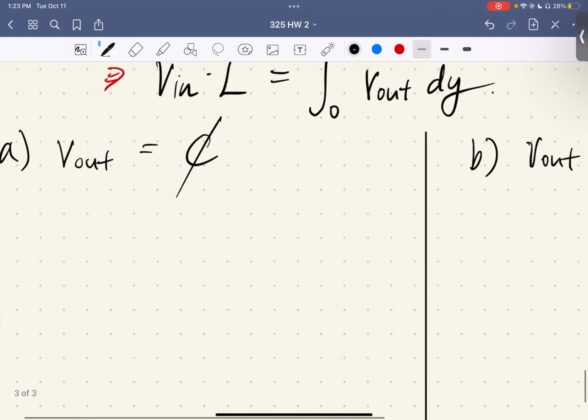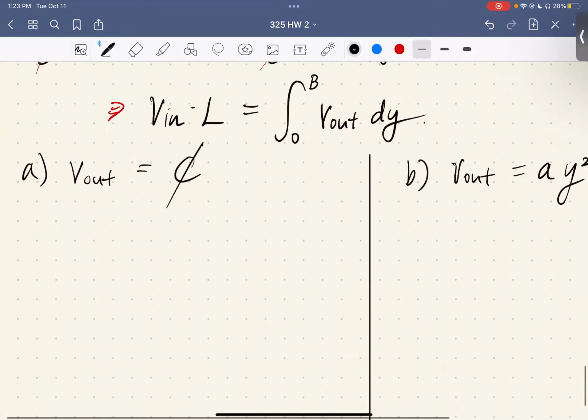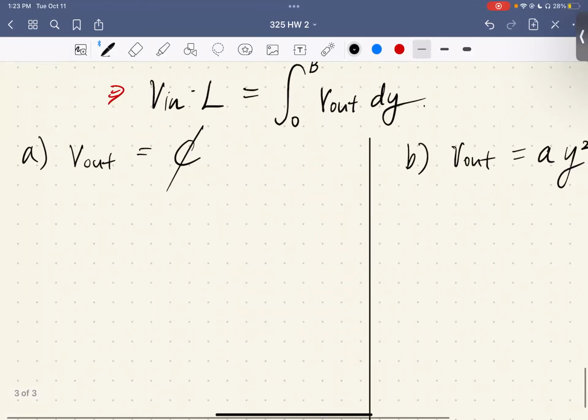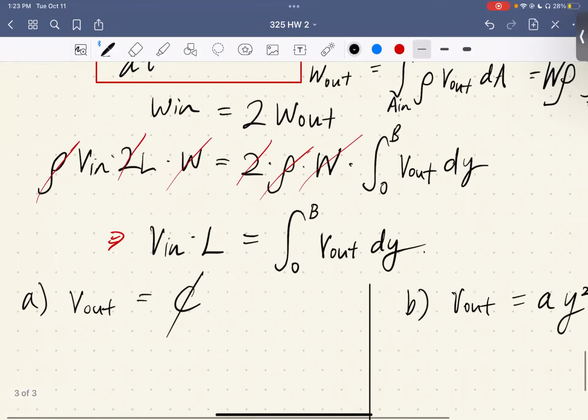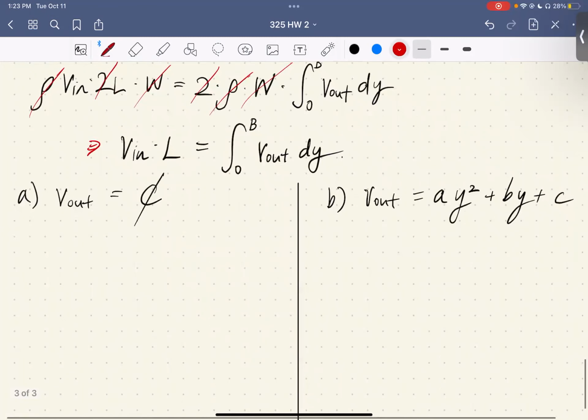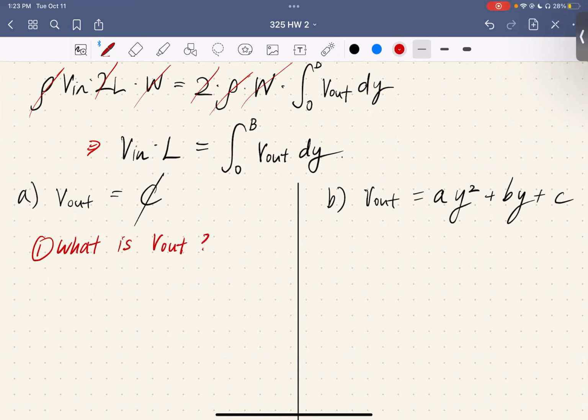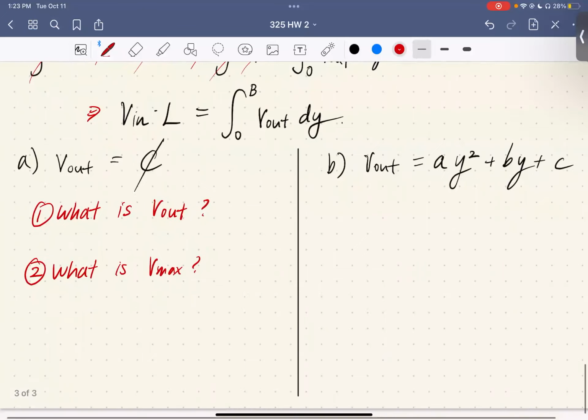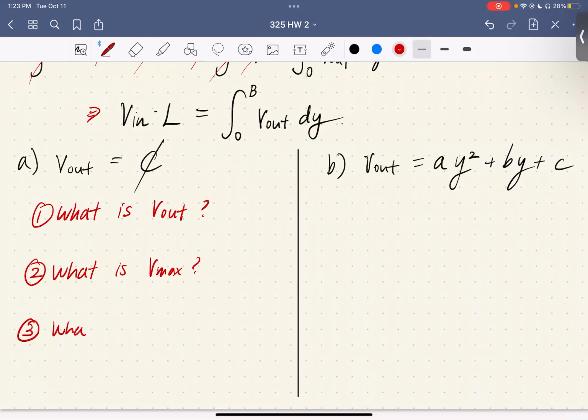Great, so now let's just go back with the constant. It's very simple. So the goal of this is to first find our v out and then be able to, so actually let me write it out. 1. What is v out? 2. What is v max? 3. What is dm dt, right?